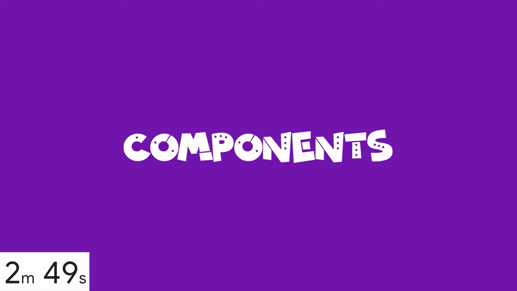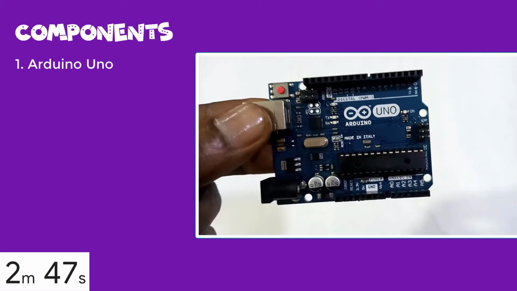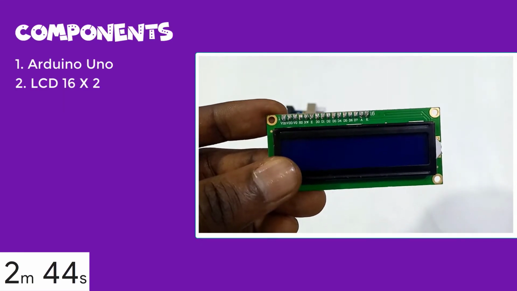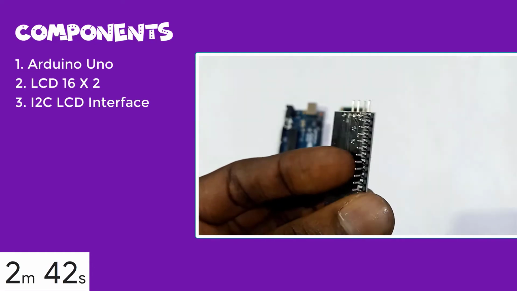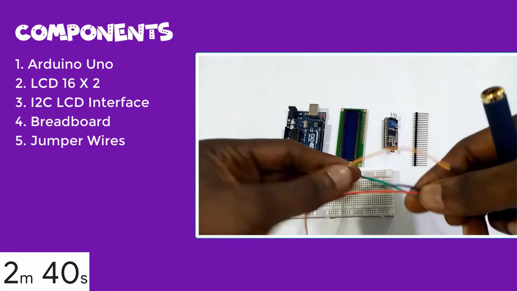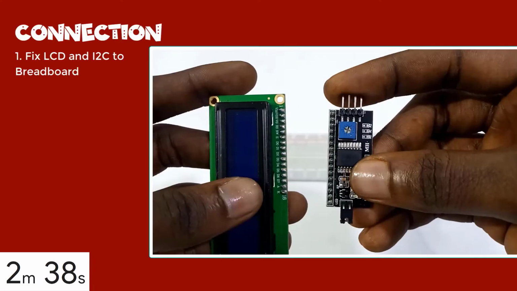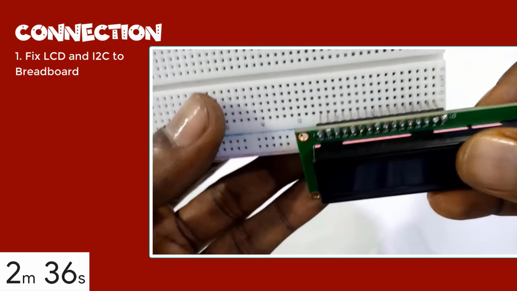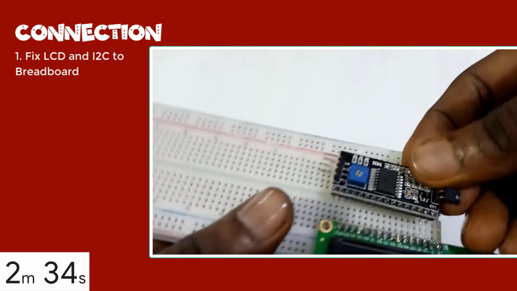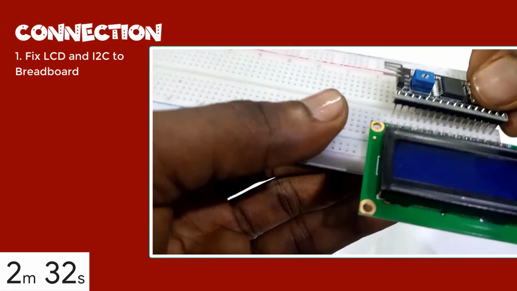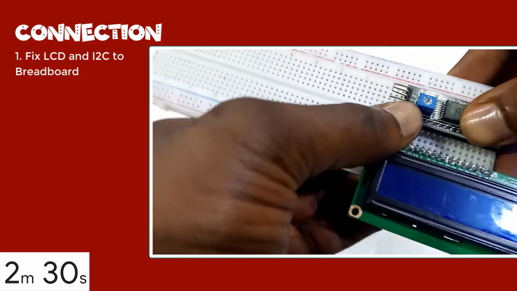The components we will need for this project are the Arduino Uno, the LCD 16x2, the I2C LCD interface. We'll need a breadboard, we'll need some jumper wires. So the first thing is to pin the LCD and the I2C interface on your breadboard. Make sure that the direction of the LCD and the I2C interface is as shown in the video.